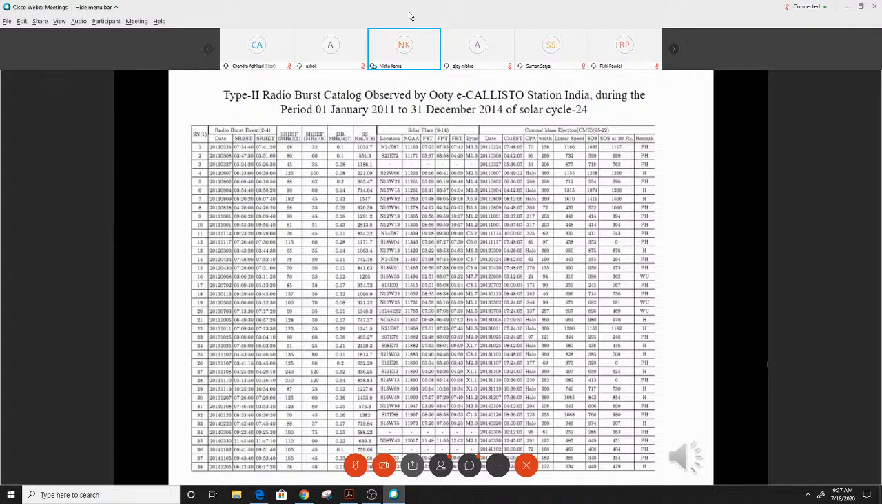And finally, I developed the catalog. In this catalog, from column 2 to column 8, there is the information about the solar radio burst. From column 9 to 14, there is the information about the associated solar flares. And from column 15 to 22, there is the information about the associated coronal mass ejections.